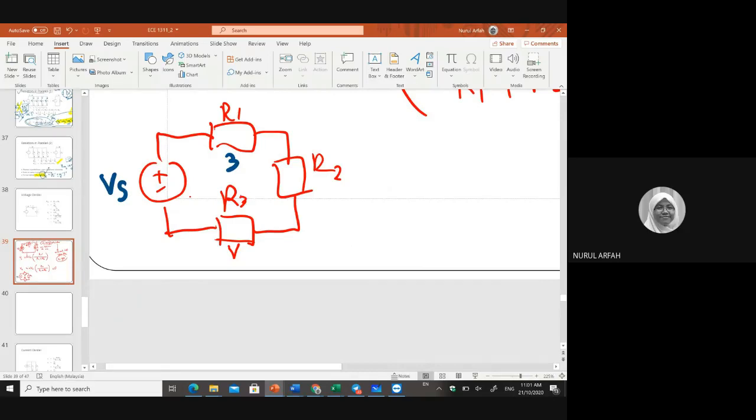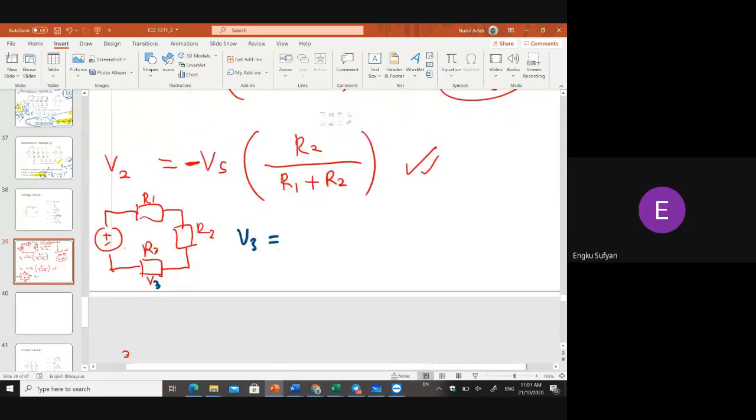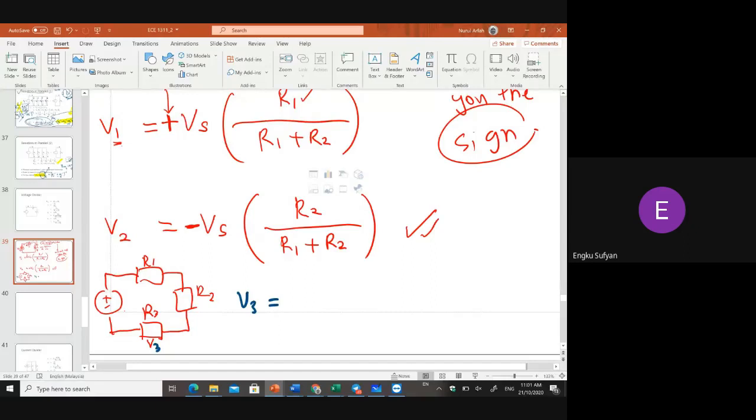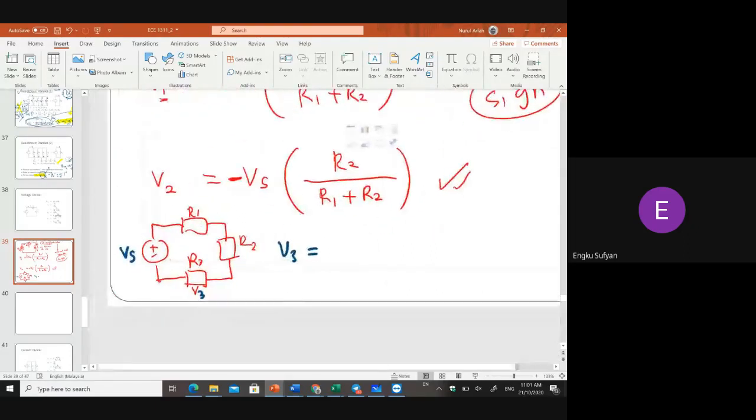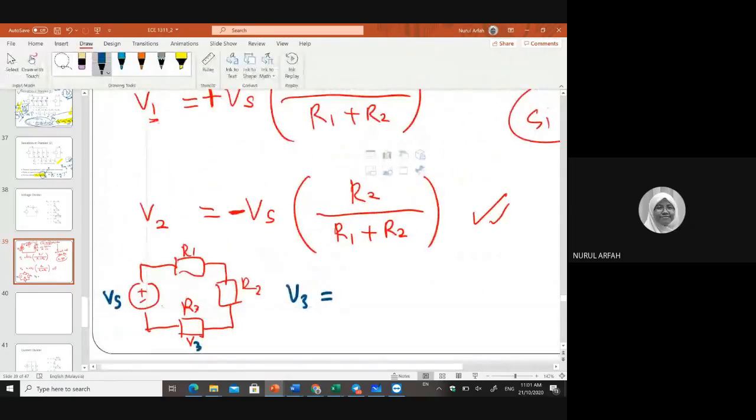We have three elements. What should you do? What is V3 equal to? Any volunteer? The first information you're going to have, what is that? VS.